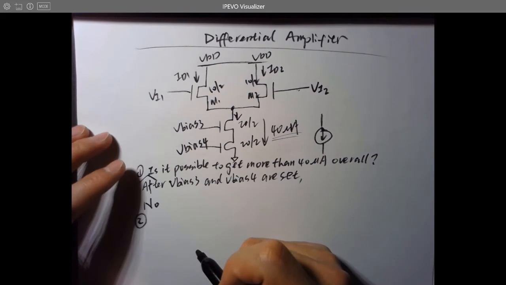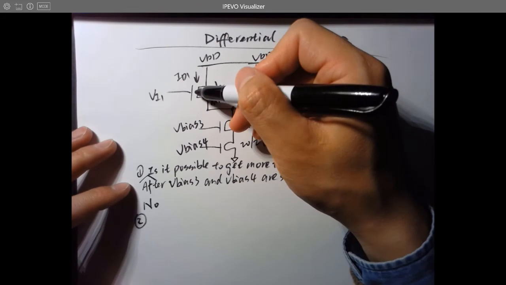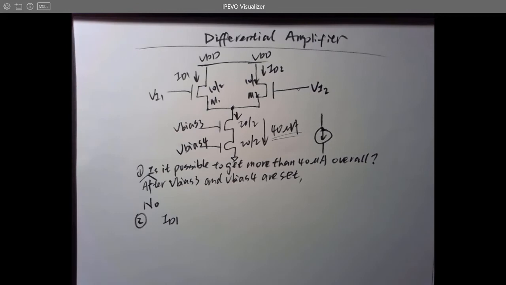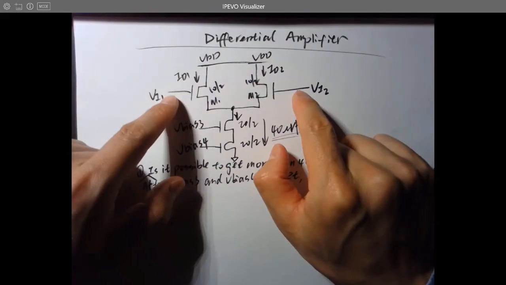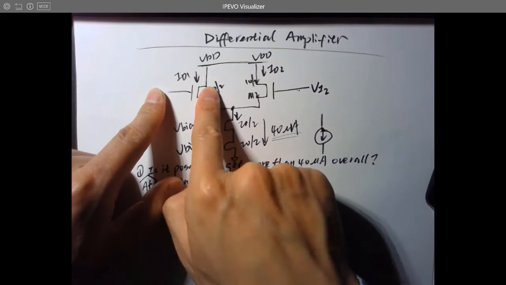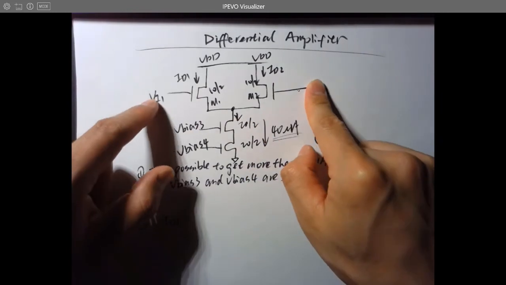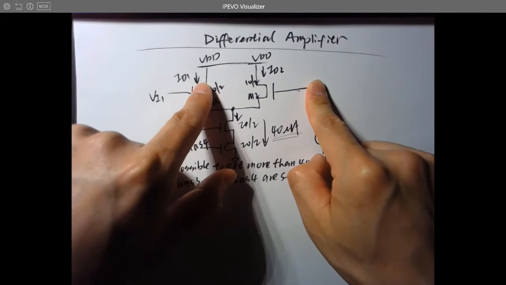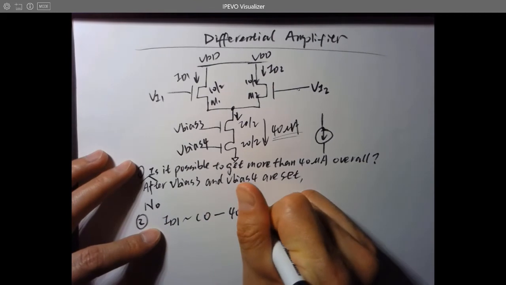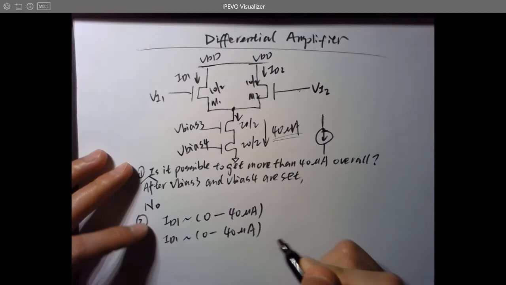So in that case, what's the maximum possible ID1 and the maximum possible value for ID2? What's the range for ID1? You can think about that. When you swing, you can turn on and turn off VI1 and VI2. If you turn off VI1, this will be turned off, right? So all of the 40 microamps is going to flow from here. If you turn off this one and keep this one on, all the 40 microamps is going to flow through this transistor. So ID1 has a range of 0 to 40 microamps. ID2, the same thing. So that's the maximum swing of the current.